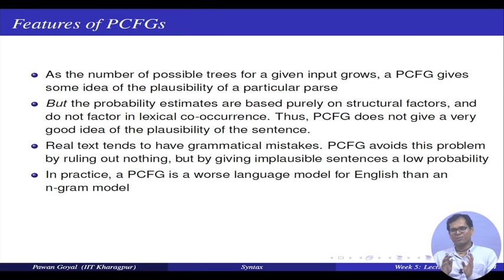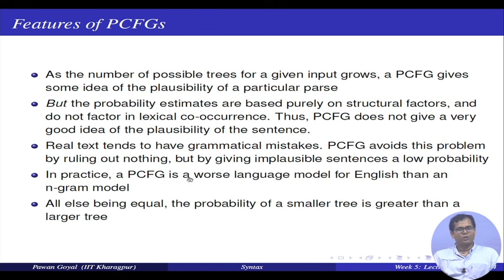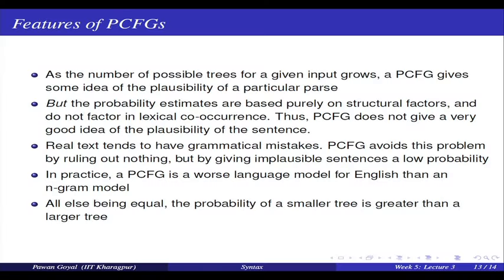A language model is much better than PCFG. Why is that the case? A simple example: if we have the same sentence and two different trees, one smaller than the other, the smaller tree will always have a higher probability than the larger one, because all the probabilities are less than 1, and for a larger tree you are multiplying more probabilities. So the takeaway here is that you use PCFG to find the probabilities for different parse trees of a sentence, and try to choose the best one.